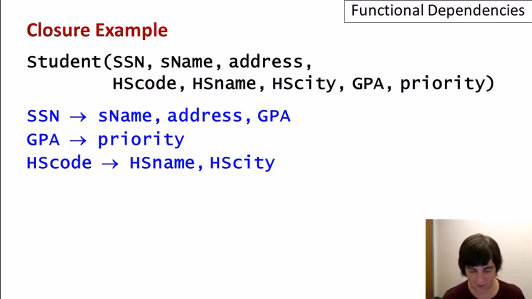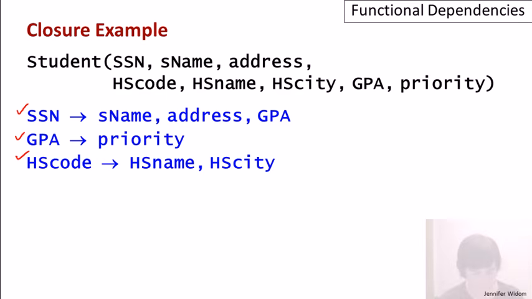Let's go to our complete student table and let's add 3 functional dependencies. One that says the student's social security number determines their name, address, and GPA, and that would be normal. GPA determines priority, and high school code determines high school name and high school city. Again, these are all examples we gave earlier that would be natural functional dependencies for this particular relation.